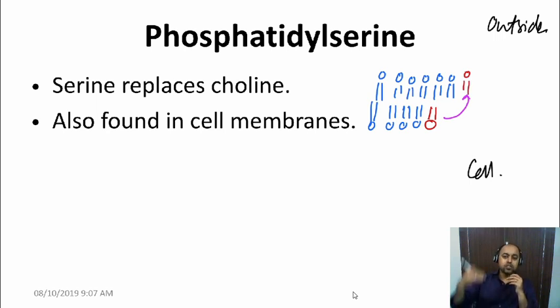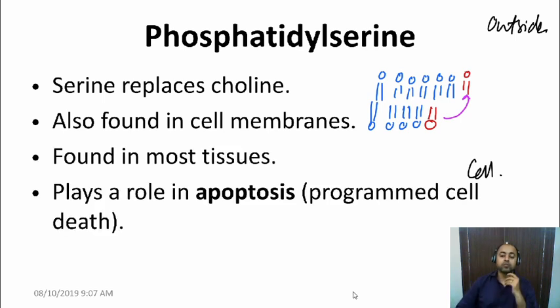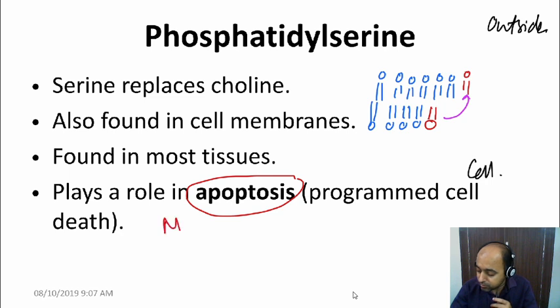So presence of phosphatidylserine on the outer aspect implies the cell is about to undergo apoptosis. Therefore it is the marker of apoptosis. Phosphatidylserine is the marker of apoptosis. So remember, phosphatidylserine is normally present on the inner aspect. If it is present outside, it means the cell is about to undergo apoptosis.